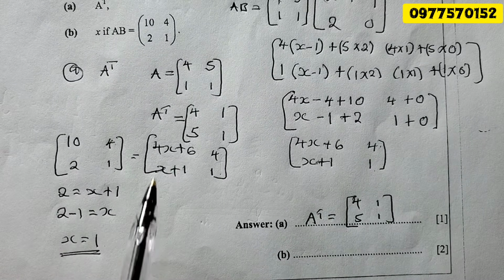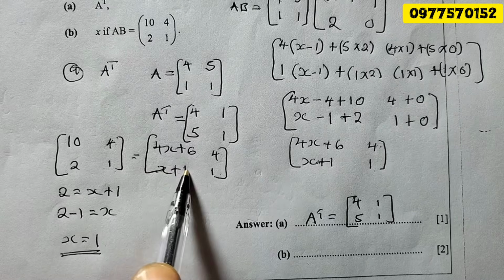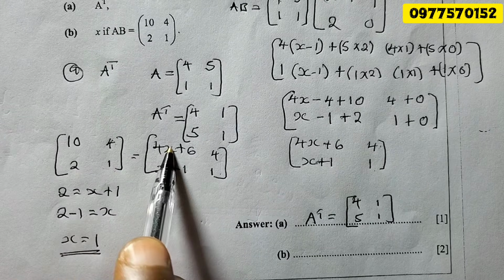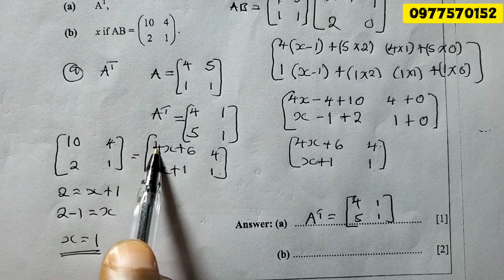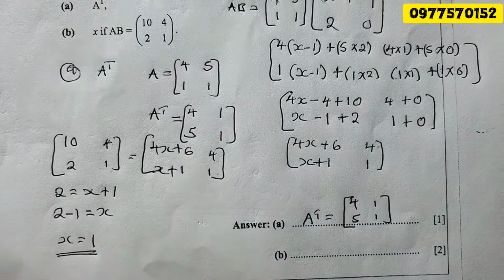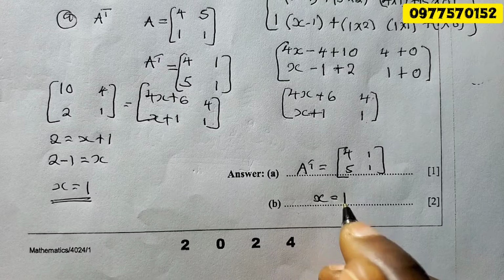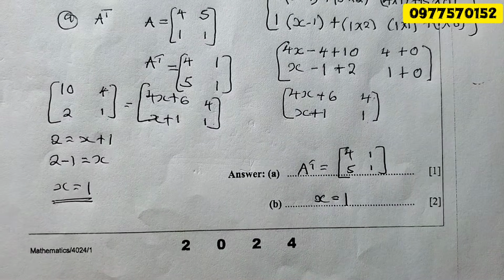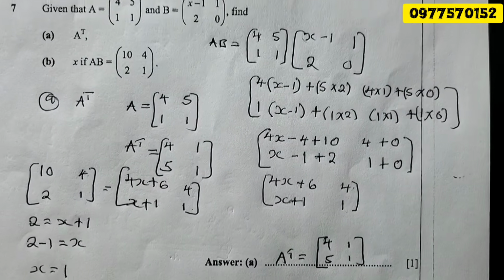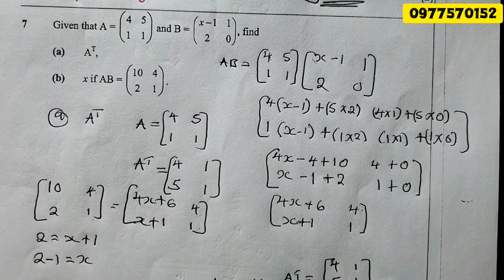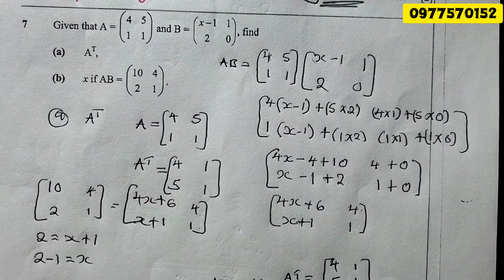X is equals to 1, because when we substitute 1 here, it will be 1 plus 1, 2, and this is the answer. Substitute 1 here, 1 times 4, 4. 4 plus 6, 10. So here, the value of x is equals to 1. Are we together? Very good. Okay. Let's go to question 8.